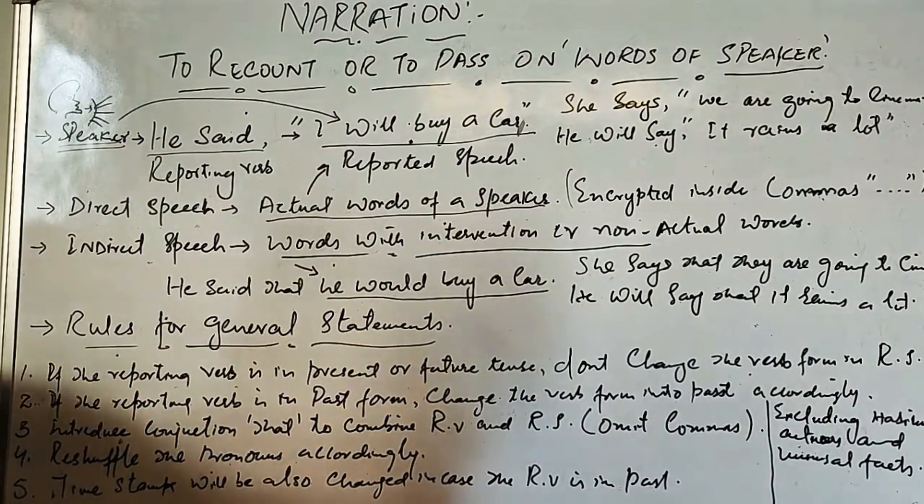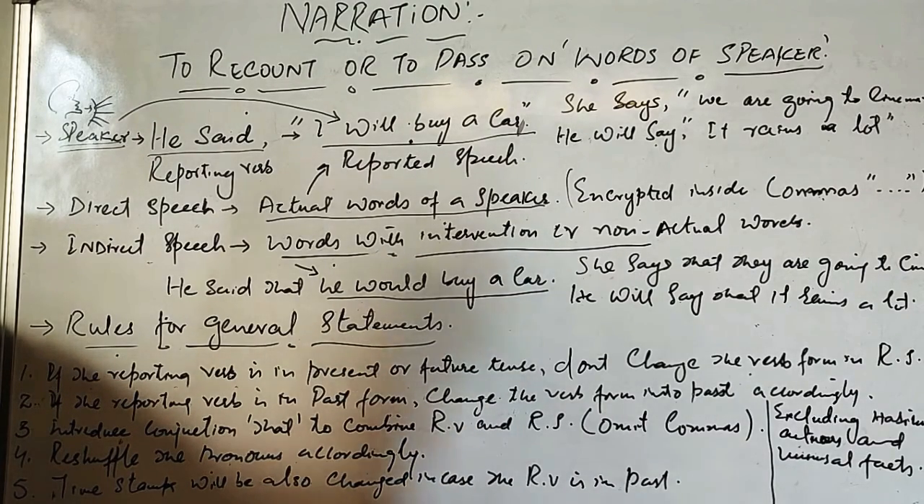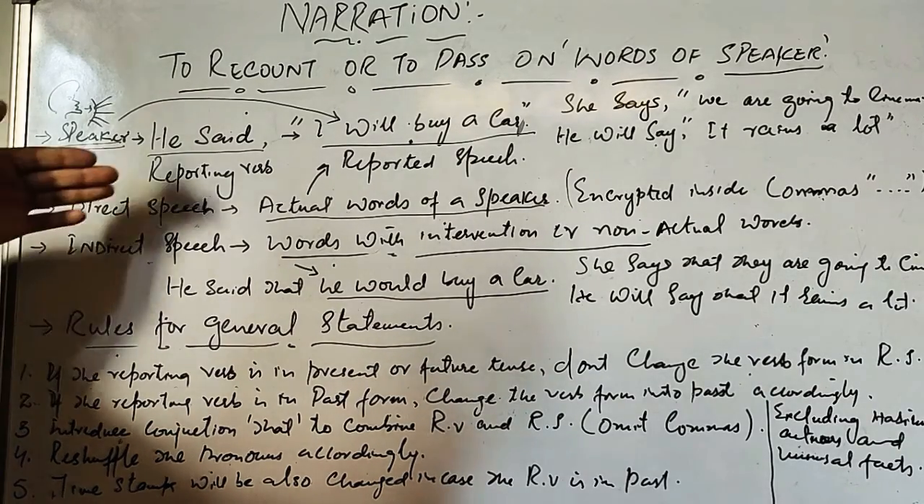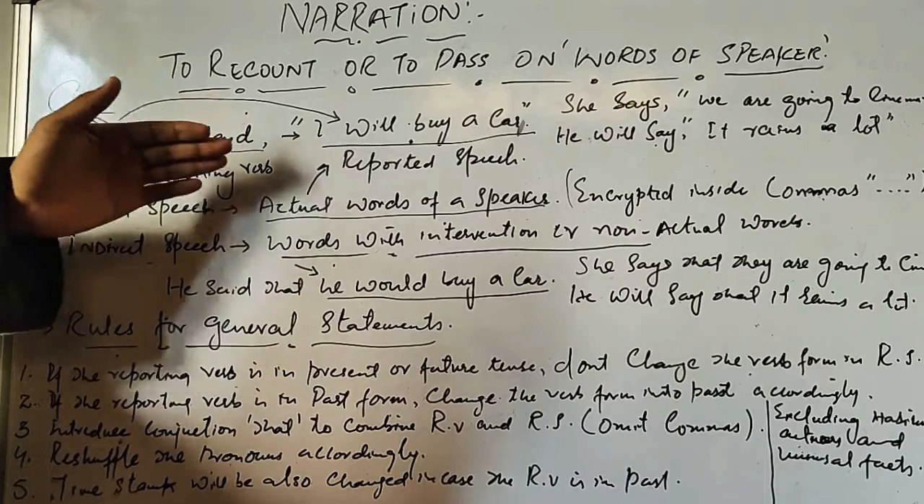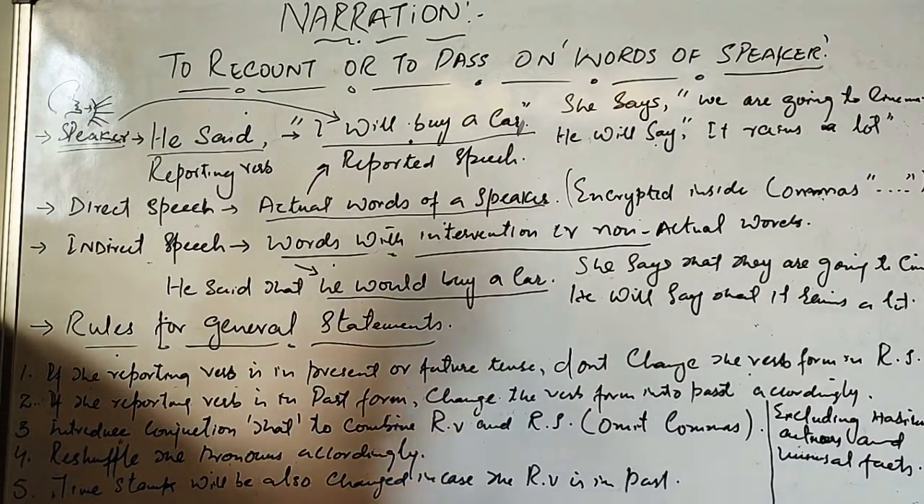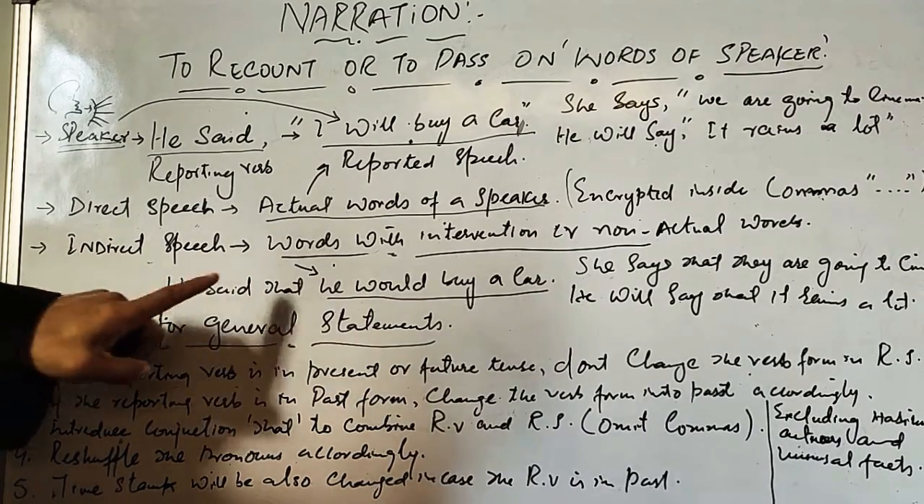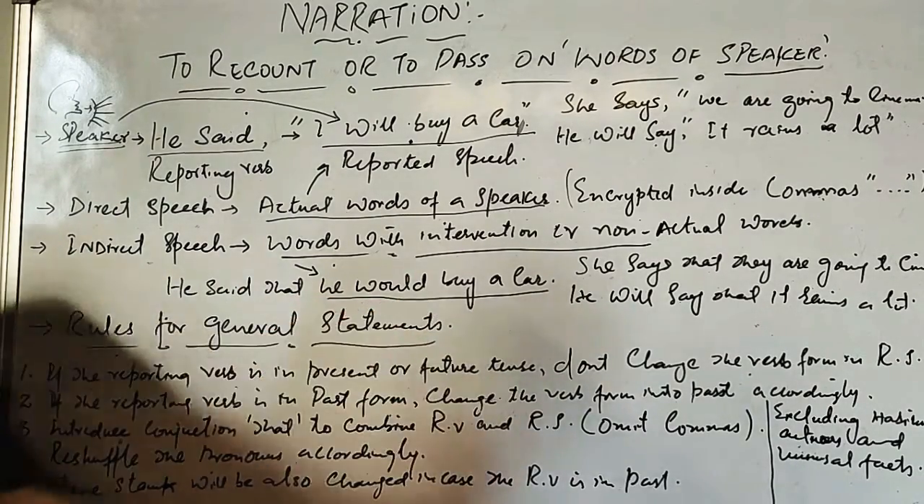There is another way to recount the words. We use non-actual words. We make an intervention. We can use the non-actual words of a speaker. For example, he said, "I will buy a car." If it is introduced in a non-actual tone, we will say he said that he would buy a car.